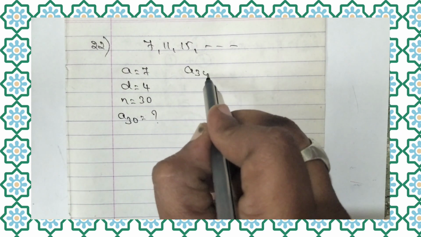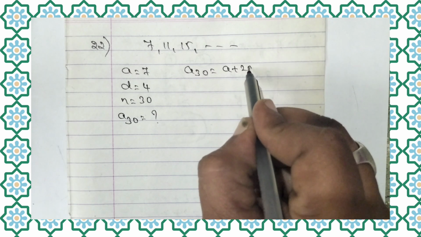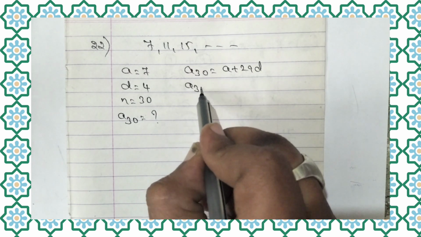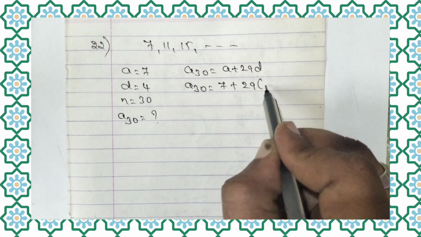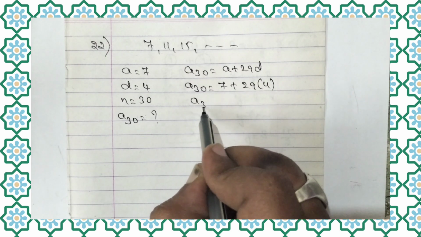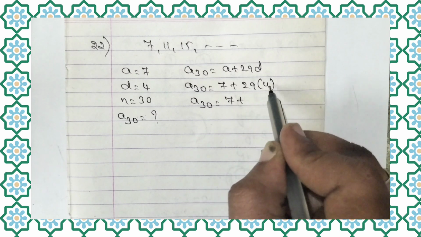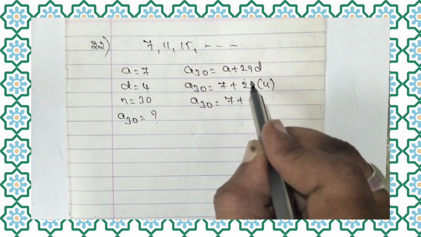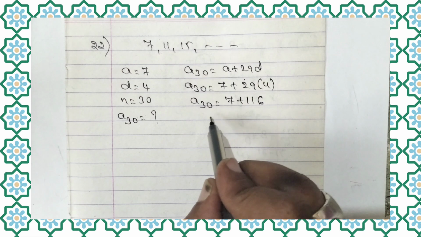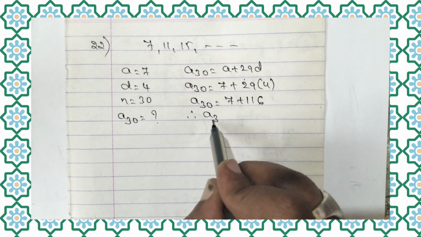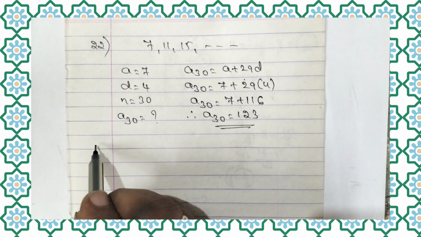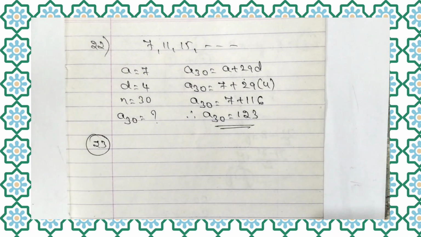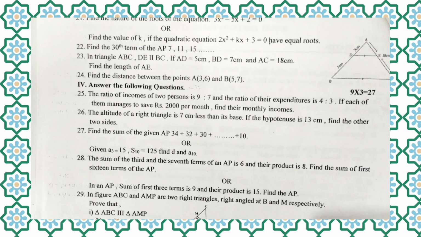So A30 can be written as a + 29d. So A30 is equal to a, 7, plus 29 into d, 4. So A30 is equal to 7 plus 4 9s are 36, write 6, 3 carry, 4 2s are 8, 8 plus 3 is 11. So if we add, it will be 123. So the value of A30 is 123. Now let us move to question number 23.